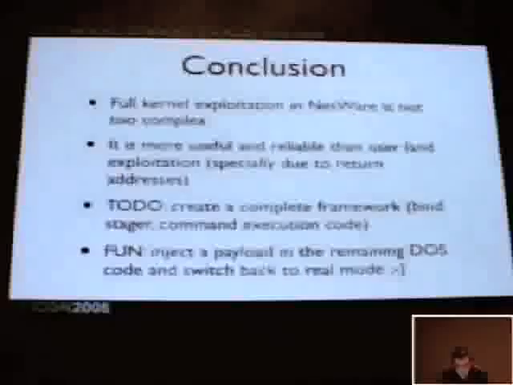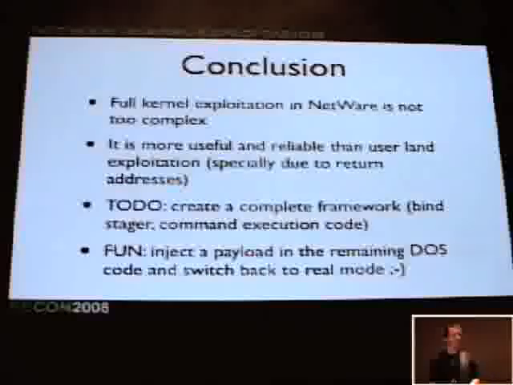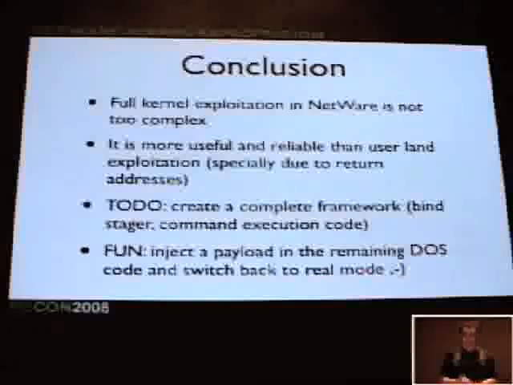So to conclude, a full kernel exploitation in Netware is not too difficult. It just takes time to understand everything about how the kernel works. In the case of Netware, it's more reliable to exploit everything in the kernel than in userland, especially due to return addresses, because it's really difficult to find a stable one. What needs to be done? Create a complete framework for exploitation with bind stager and command execution stage. I'm not planning to do it right now. I'm not sure it's really useful.